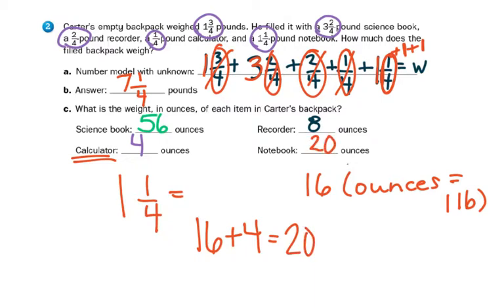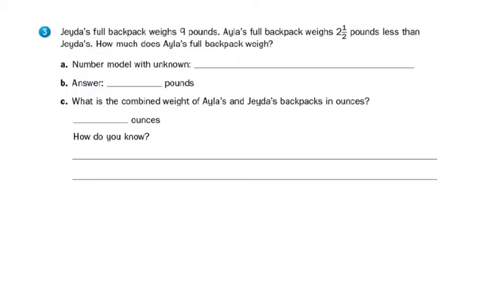Let's do one more problem together. Number 3, Jada's full backpack weighs 9 pounds. Ayla's full backpack weighs 2.5 pounds less than Jada's. How much does Ayla's full backpack weigh? It doesn't say Ayla's backpack weighs 2.5 pounds. It's 2.5 pounds less. So we're going to start with the number model.